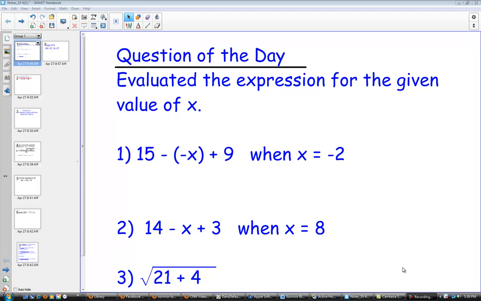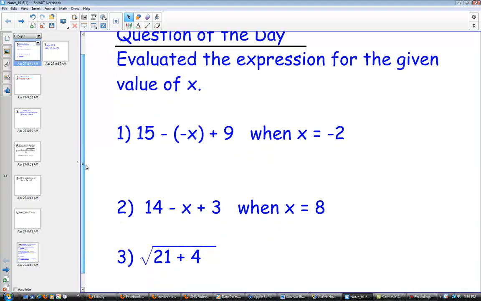So what I would like you to do is write down the question of the day, and it's just practicing solving expressions. Remember, an expression is where you have a variable, no equal sign, but you can plug in something and solve for it. So we're going to be doing quite a bit of that in this lesson. And so I would like you to try those.